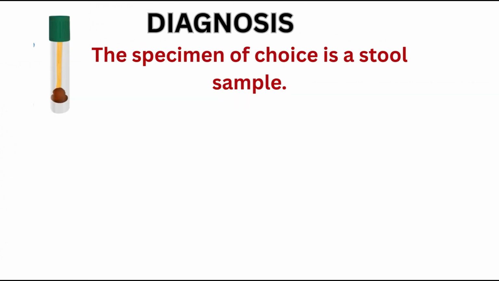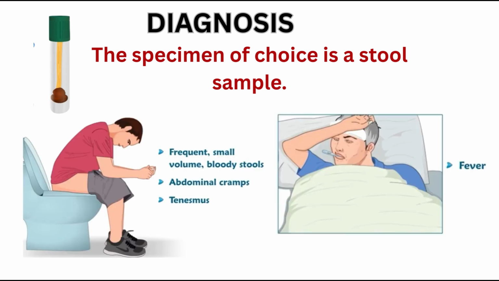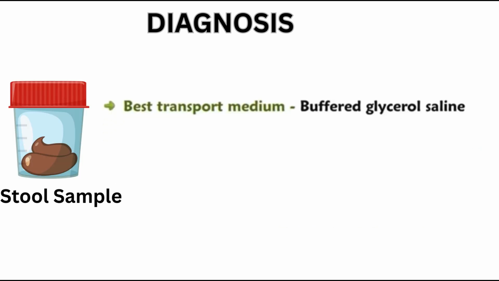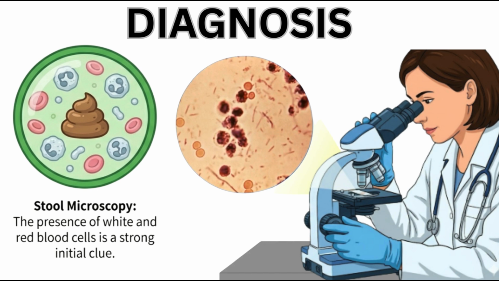For laboratory diagnosis of Shigella infection, the specimen of choice is a stool sample. Shigella infection should be suspected in patients presenting with frequent small volume bloody stools, abdominal cramps, while nausea and vomiting are usually absent in some patients. The stool sample should be transported in a buffered glycerol medium to preserve the organism during transport to the laboratory. On microscopic examination of stool, the presence of white blood cells and red blood cells supports the diagnosis.